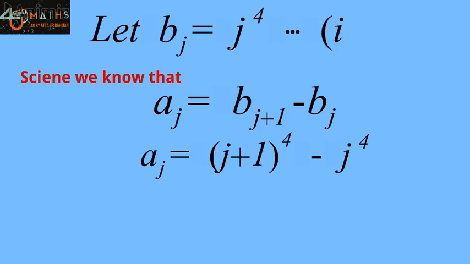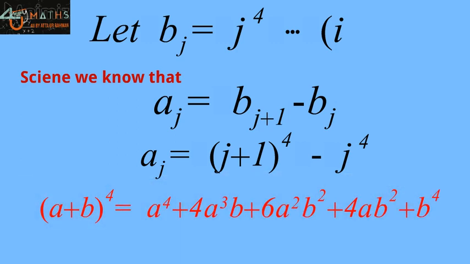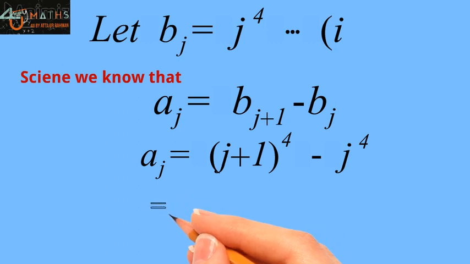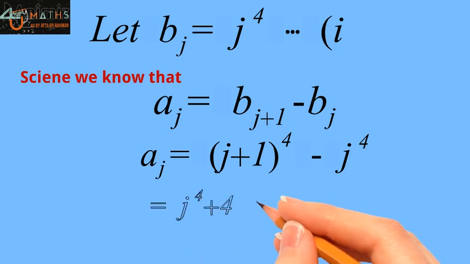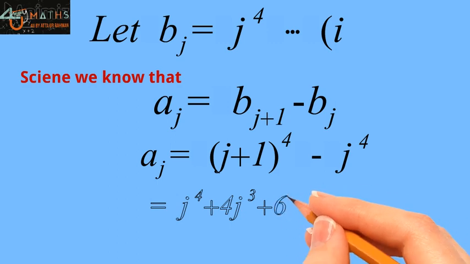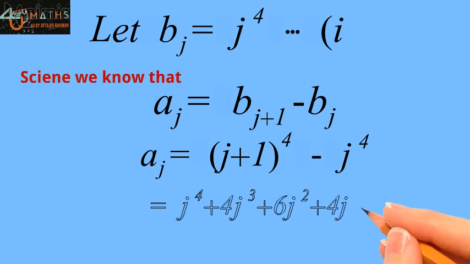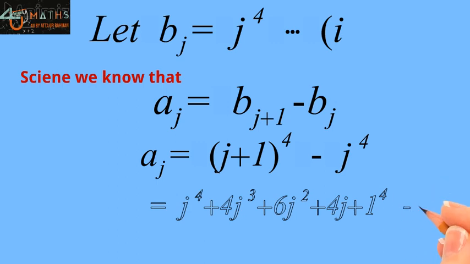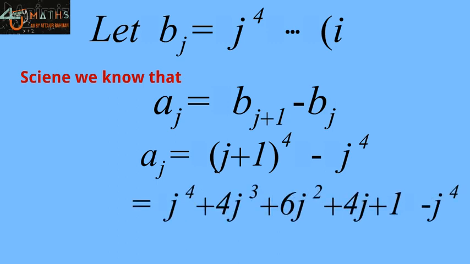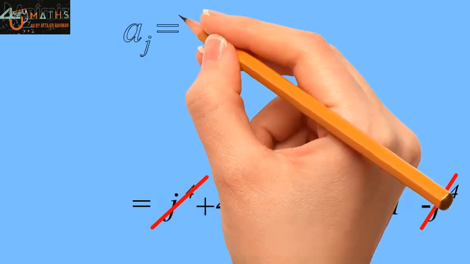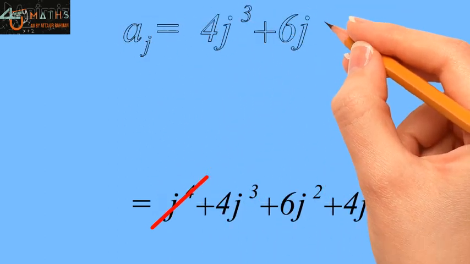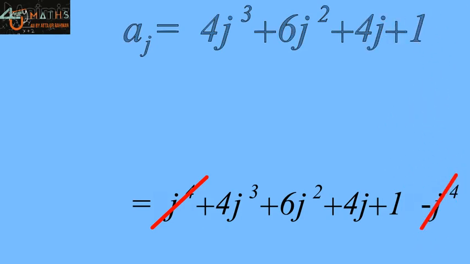Now in the right hand side, using the formula, we have j raised 4 plus 4 times j cube plus 6 times j square plus 4 times j plus 1 minus j raised 4. So clearly j raised 4 is cancelled with j raised 4, and finally we are left with aj is equal to 4j cube plus 6j square plus 4j plus 1.